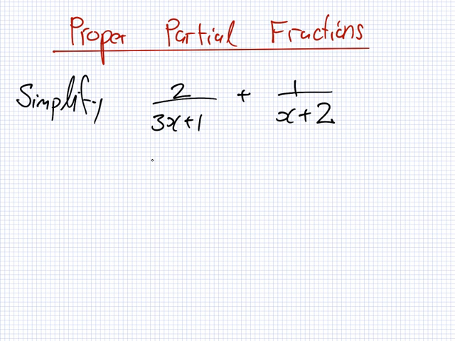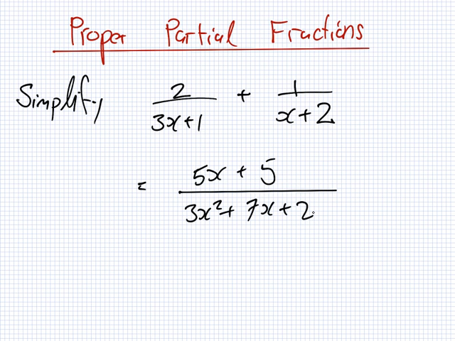Okay. So, Jerry, what did you get on the top here? Yeah, what did you get on the top? 5x plus 5. Did everyone else get that? Yeah, okay. And Jerry, on the bottom? 3x squared plus 7x plus 2. Did everybody else get that? Okay. So, I think we all agree going this way is easy.